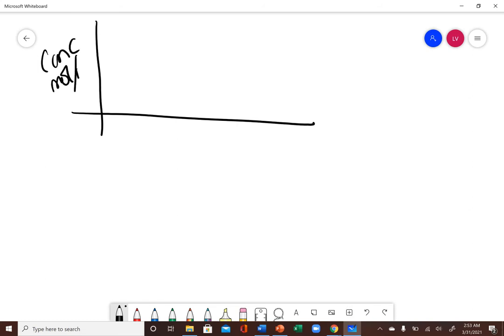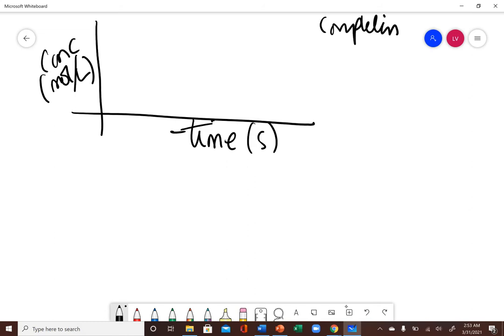All right, so for completion reactions, if I try to plot the concentration of reactants or products, it doesn't matter which. Concentration in, say, moles per liter, versus time, say in seconds, minutes, hours, whatever, some time unit. For a completion reaction, initially you start out with the reactants at a certain concentration, whatever they are.